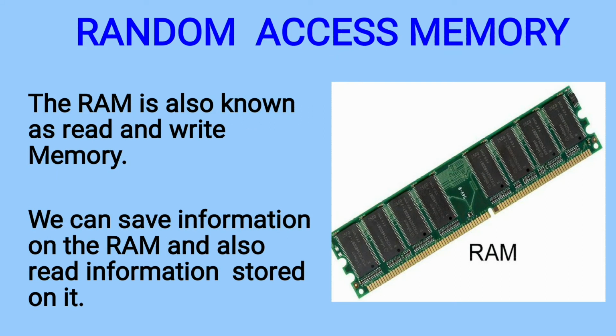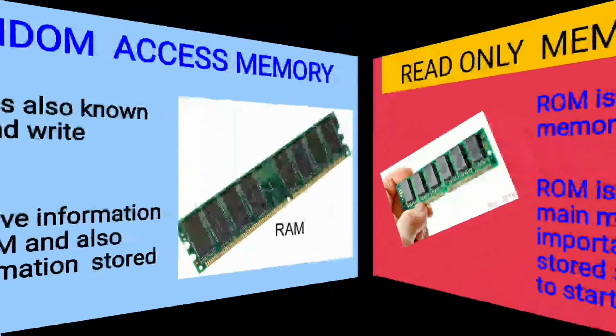Random access memory. RAM is the main memory of the computer. The RAM is also known as read and write memory. We can save information on the RAM and also read information stored on it. It is like a bank savings account where we can save and withdraw money. RAM is the temporary memory of the computer. This is because any data saved on the RAM is lost when we turn off the computer.